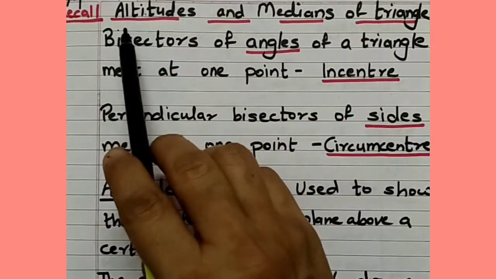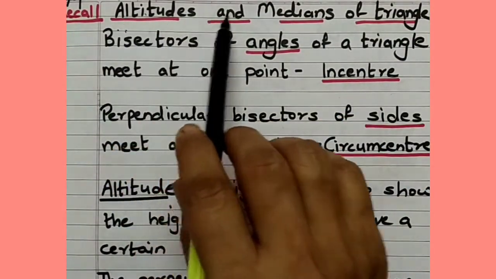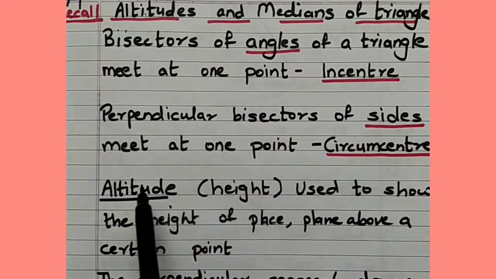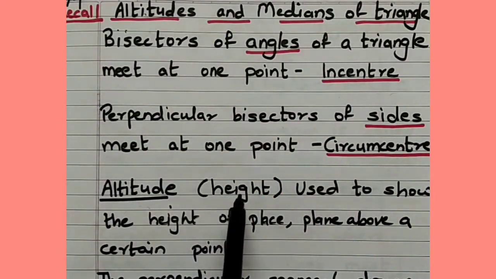So what is an altitude? Altitude and median of triangle. Okay. So altitude means height. So it is used to show the height of a plane above a certain point.